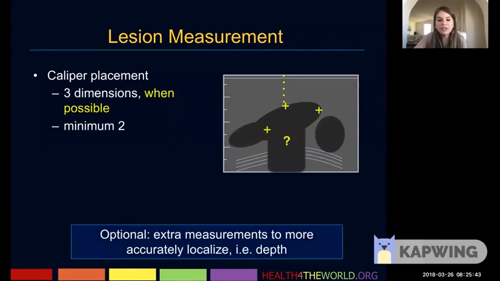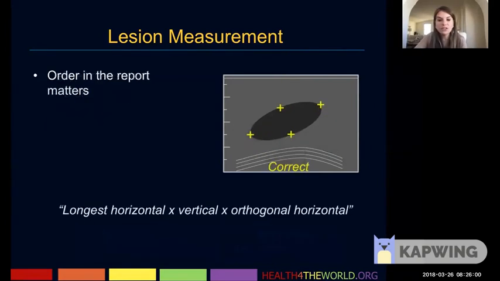We want to give 3 dimensions when possible, a minimum of 2. For example, here, we can't really measure in this direction because of the posterior acoustic features, but at least 2 measurements, and often we can get 3 measurements for our lesions in the breast on ultrasound. So again, here's correct. And how you report them, they want you to do the longest horizontal by vertical by the orthogonal horizontal. So the view in which the lesion is the biggest is the plane in which you want to obtain the 2 measurements. And in the shorter plane, you're going to get a single orthogonal horizontal measurement.